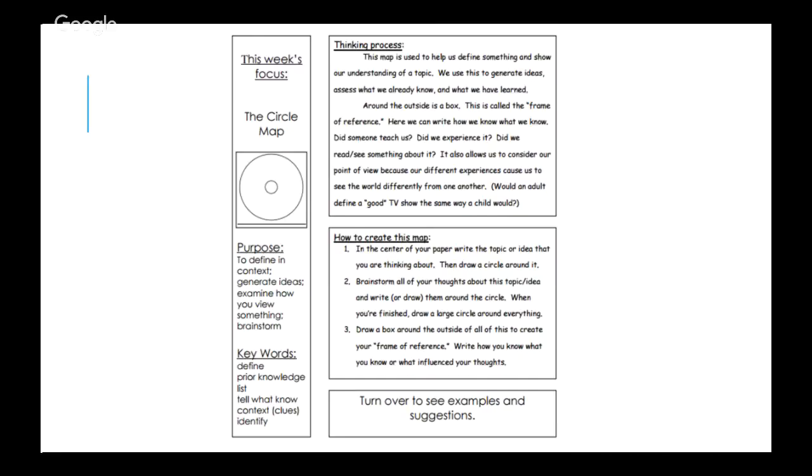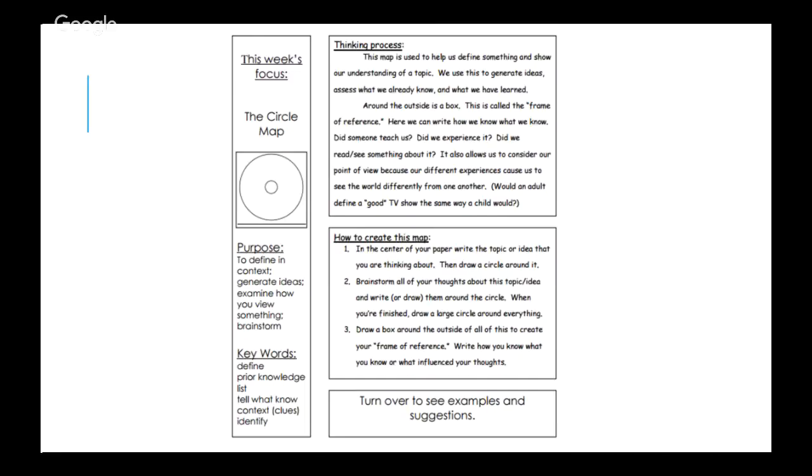Then it goes on to say, it also allows us to consider our point of view because our different experiences cause us to see the world differently from one another. Would an adult define a good TV show the same way as a child would? So you can also insert your own point of view into this concept map.